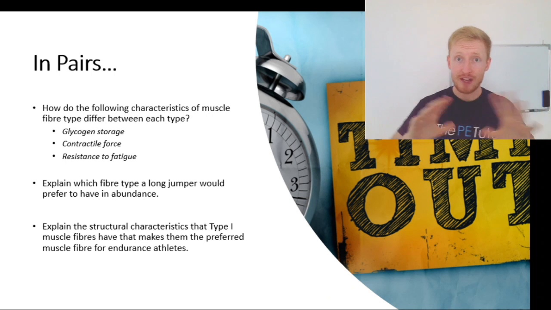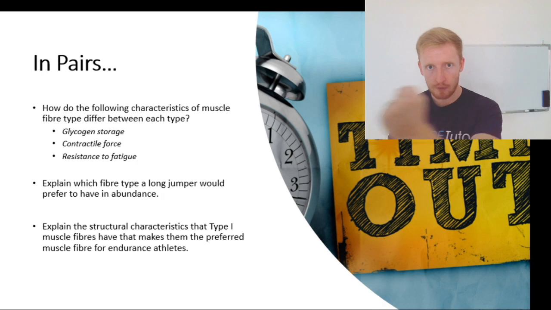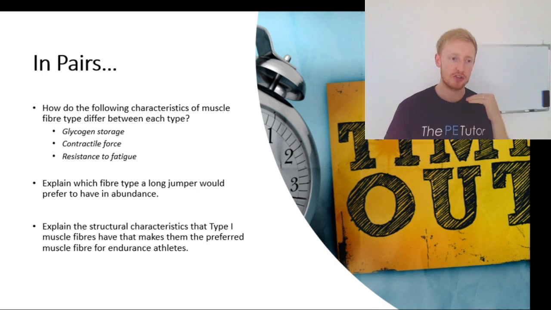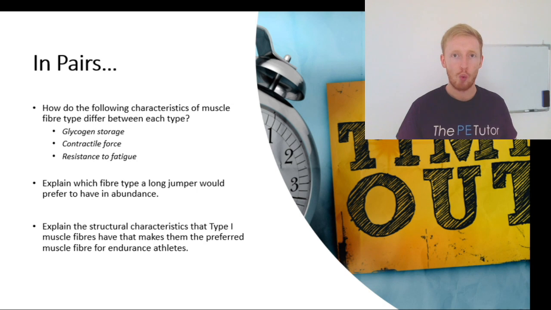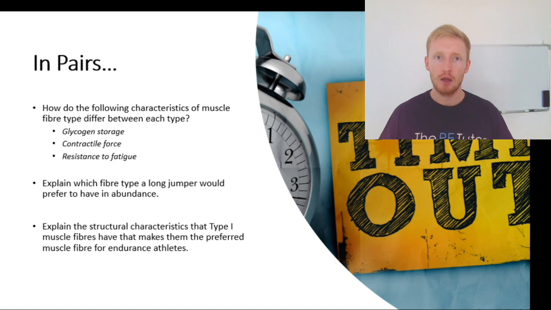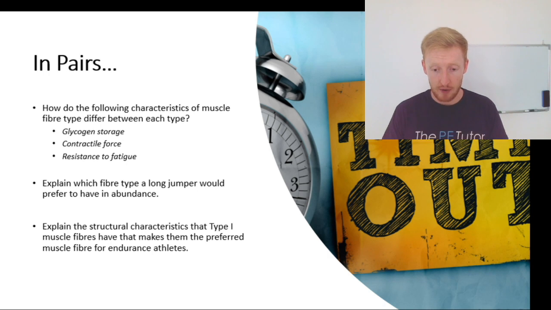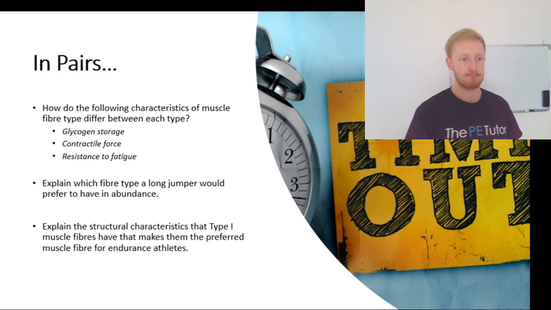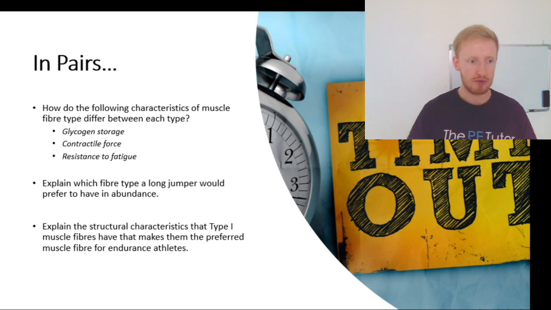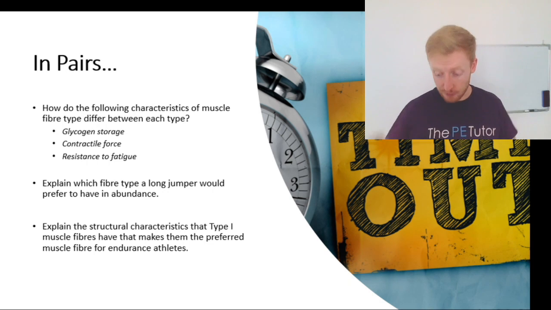So if you do want to break away now, you do have three activities to do there, linked with looking at the comparison of those muscle fibers that we just talked about and then applying it to sport. So there's that long jumper example there. Which fiber suits a long jumper? Which fibers do they want to train? If we just talk about natural ability, what proportion of muscle fibers would they want to have inherited if they want to be good at long jump? And then question three, explain the structural characteristics of type 1 muscle fibers that would make them the preferred type for endurance athletes. So if you want to have a bit of a timeout breakout, go and have a go now. If not, we're going to carry on.